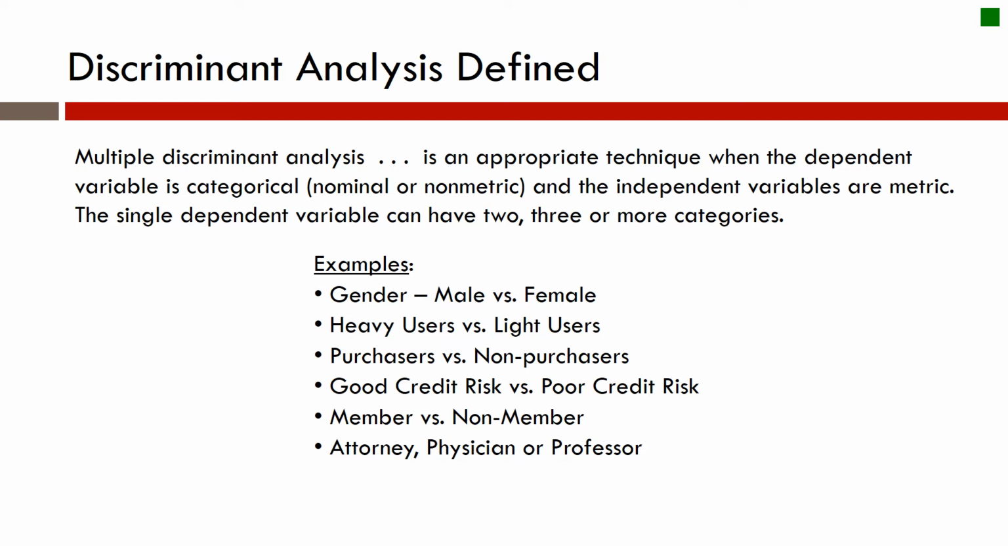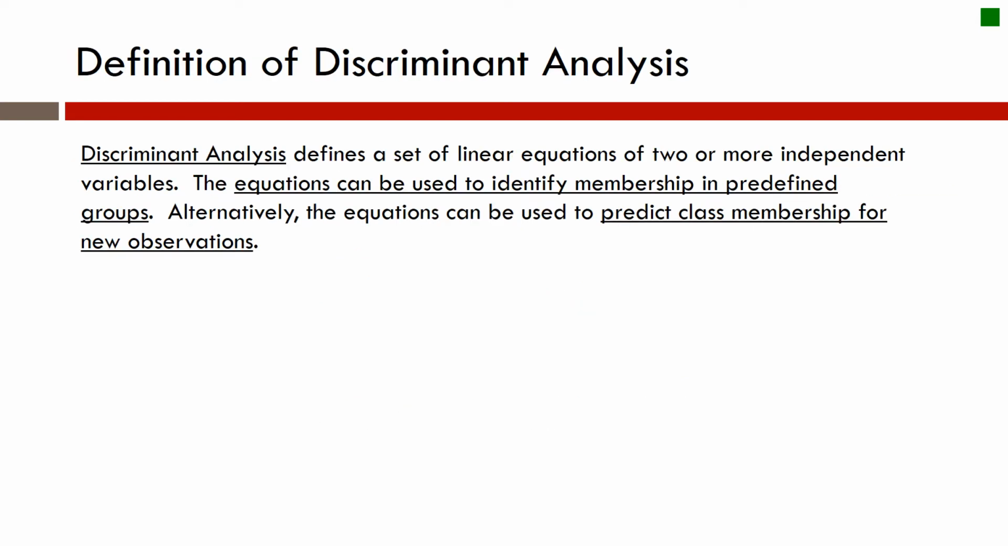Ideally, what we want to be able to accomplish at the end of the day is to assign objects or customers or whatever we're studying in terms of our unit of observation. We want to be able to group them or place them into appropriate groups without any prior information except for the independent variables. So discriminant analysis then is a set of linear equations.